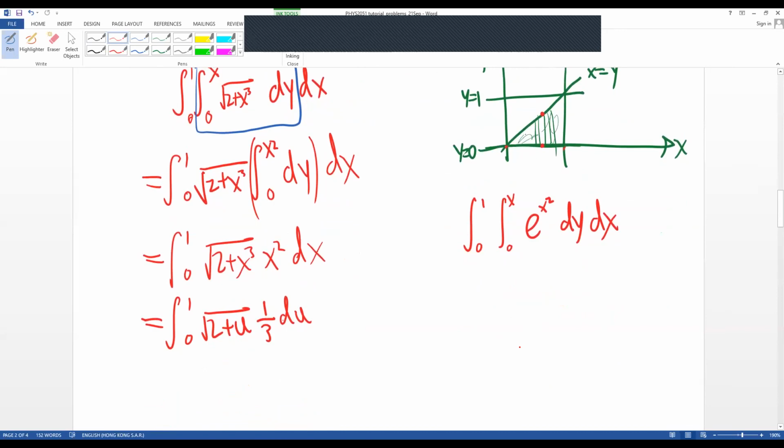So again, you see that this integral is much easier now, because when we do the inner integral, this exponential function, e to the power x squared, can just be taken outside, because this is just a constant when we do the inner integral. So then what we have left is this.